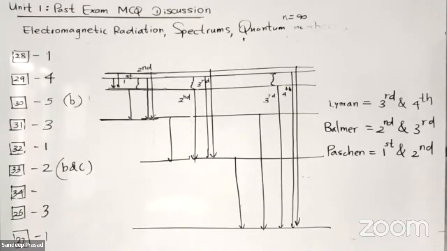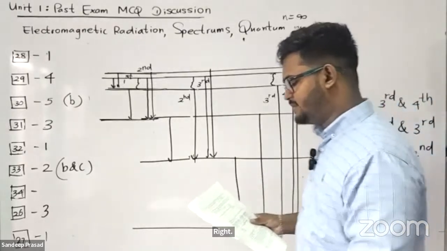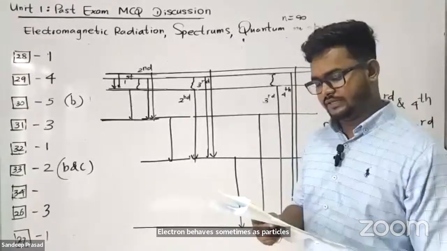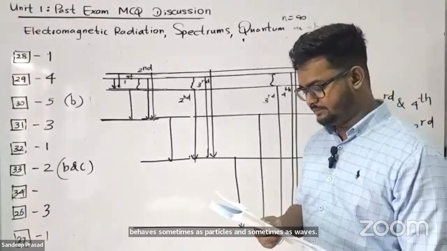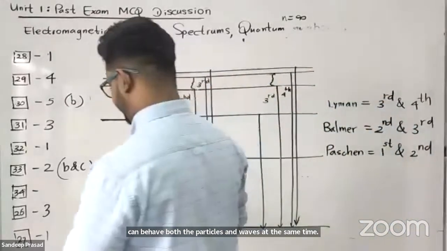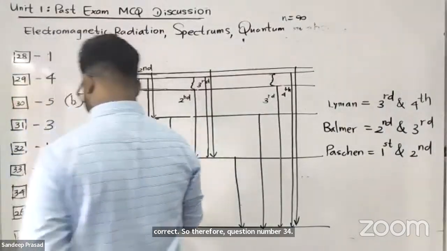Right. Question number 34. Electron behaves sometimes as particles and sometimes as waves. Wrong. They can behave both as particles and waves at the same time. Electrons have both particle and wave properties. That's correct. So therefore, question number 34, first statement is wrong, second one is correct. Therefore, answer is number 4.